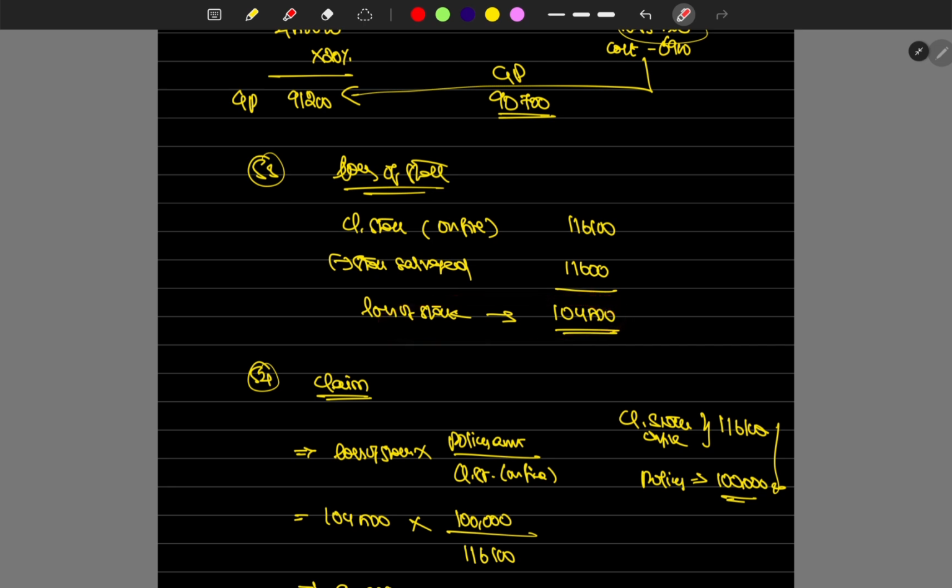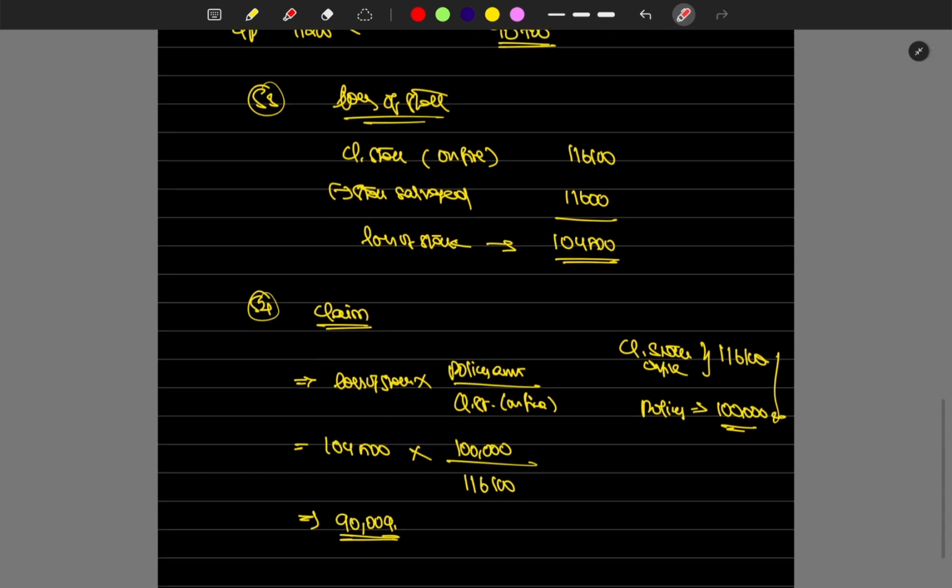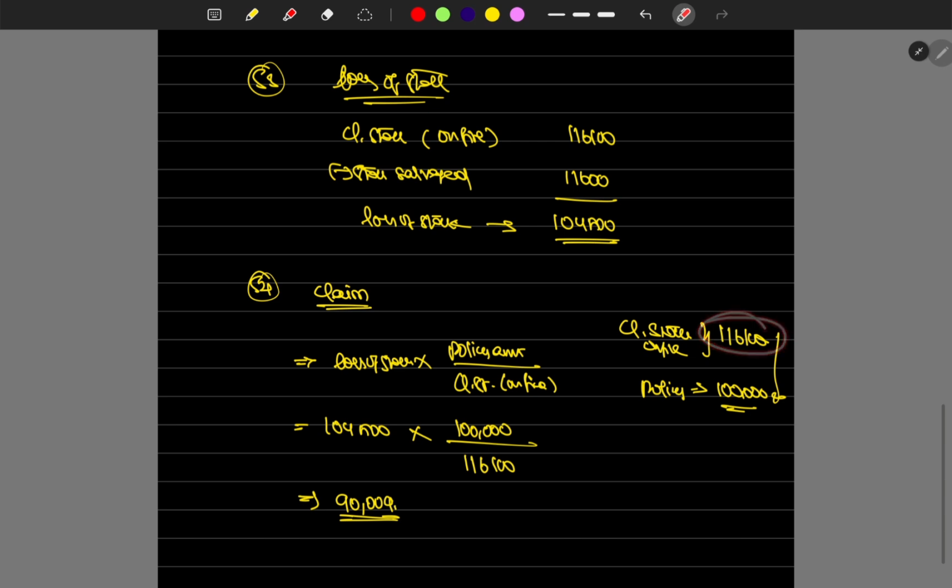Then we have to calculate the claim amount. For the closing stock only, we have to compare the policy amount. Closing stock is 1,16,100. The policy amount is 1 lakh. Comparing that, we came to know that there is under insurance, so the average clause applies. Loss of stock is 1,04,500. Policy amount is 1 lakh. Closing stock on the date of fire is 1,16,100. So calculating that, we'll get the claim amount of 90,900 rupees. That's it. Thank you.